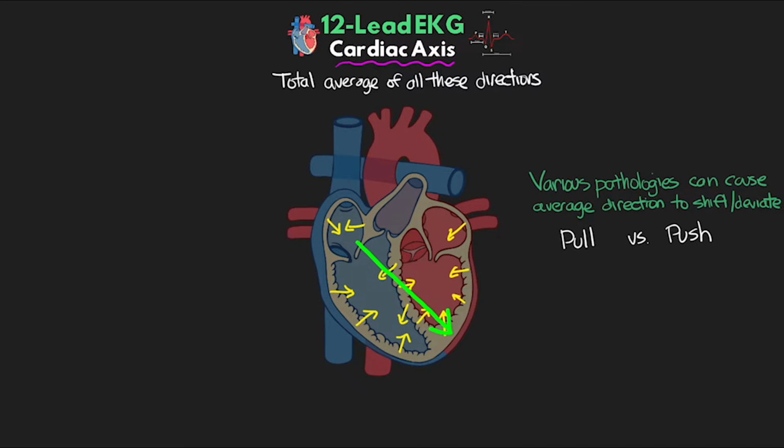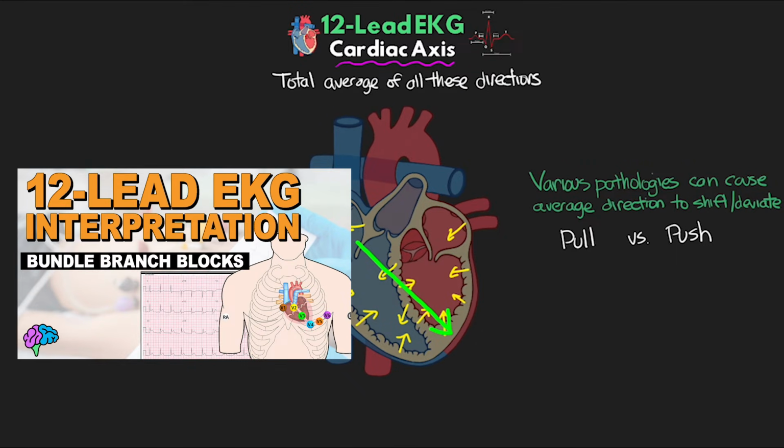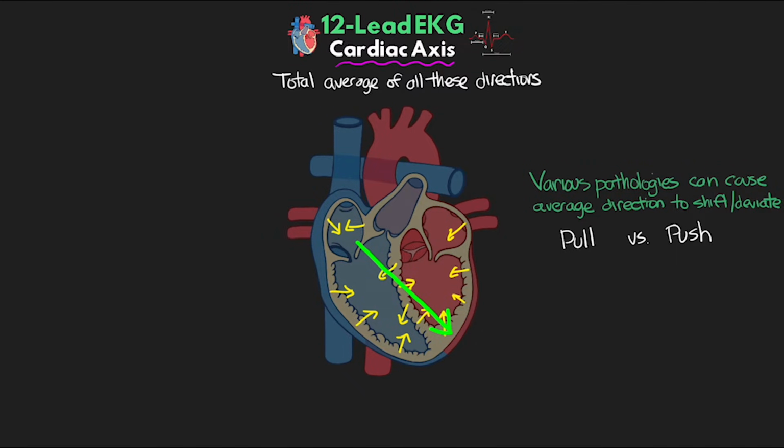Changes in the function of the conduction system will also shift this direction, depending on what's happening or if certain routes are blocked, such as with our bundle branch blocks that we just talked about. I am going to discuss these more in a later lesson, but just know that for various reasons, this cardiac axis isn't always going to be normal.